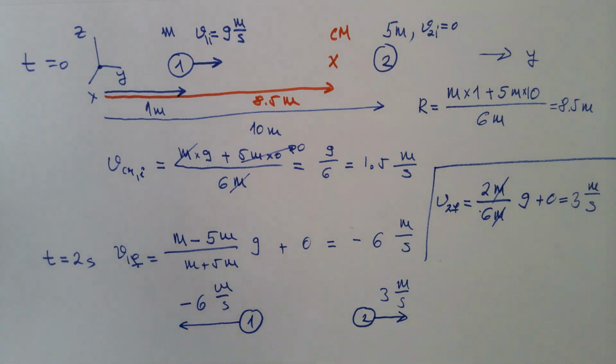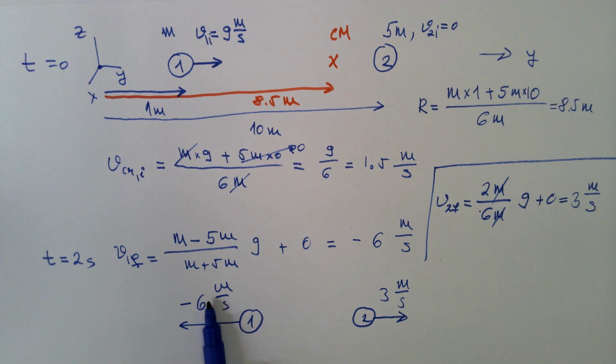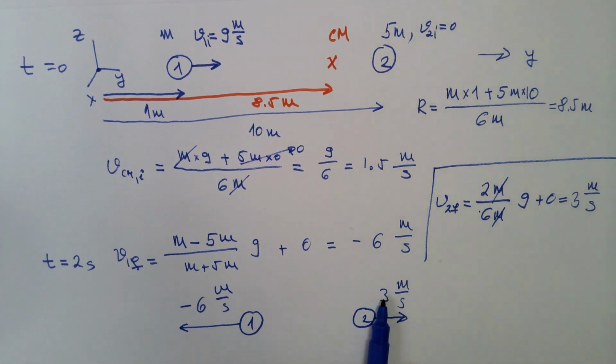Now is the punchline. And there are two of them. Well, first, notice that the relative velocity is still the same. 9 minus 0 is 9. Minus 6 minus 3 is minus 9. So the speed is the same. The direction of the relative velocity is different. And that's exactly what we demonstrated on the previous page. So that's punchline number 1.